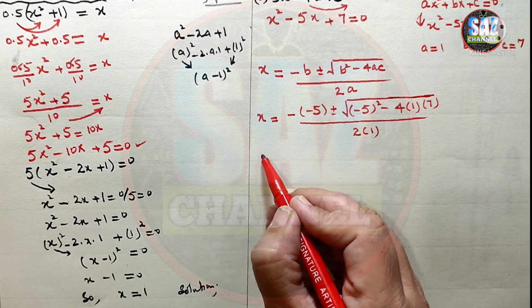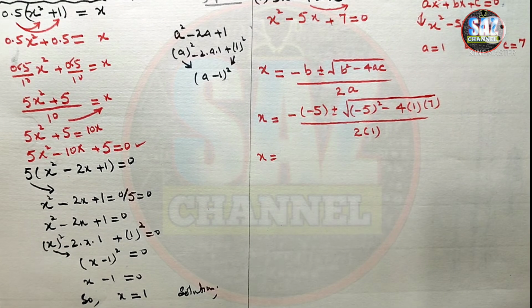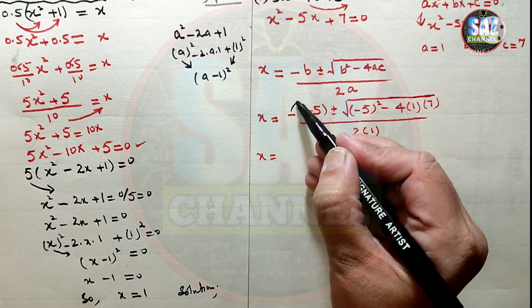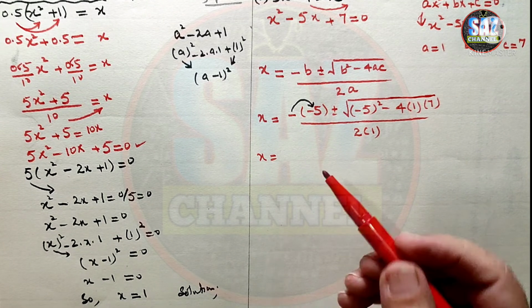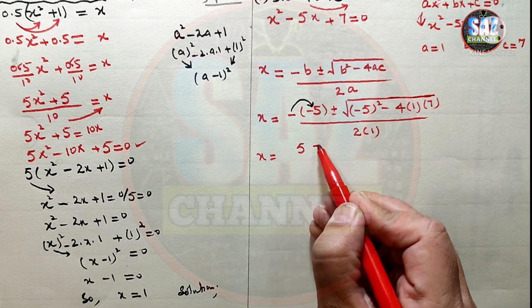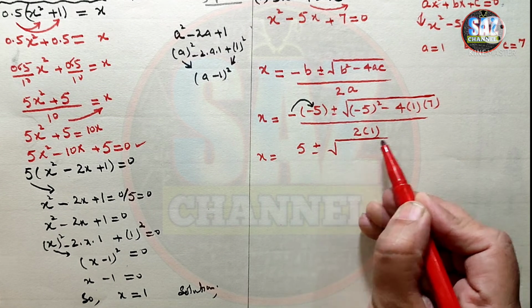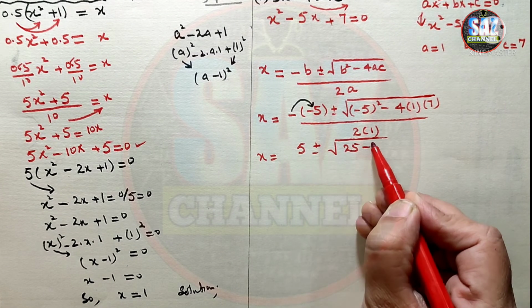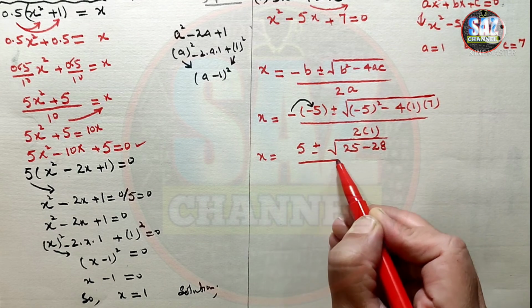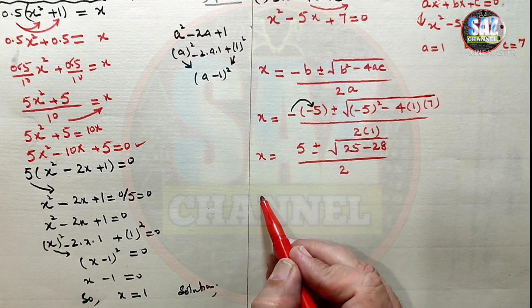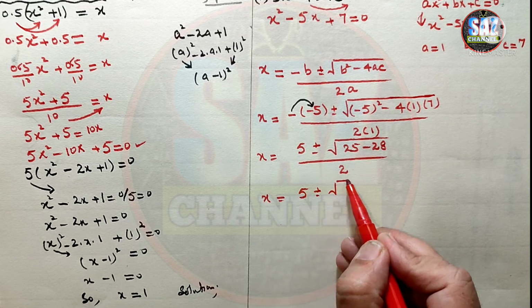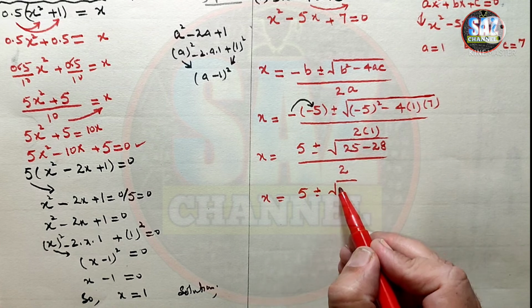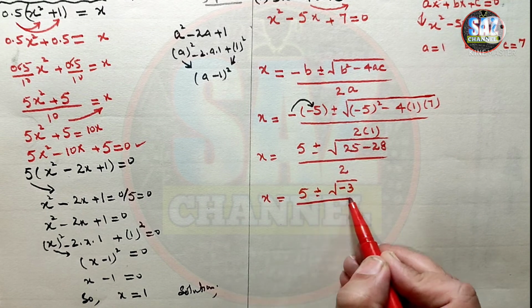Now we have to apply the distributive property: minus multiplied by minus is plus 5, plus minus the square root of 25 minus 28, upon 2. Now x equals 5 plus minus the square root of 25 minus 28, which gives me minus 3, upon 2.